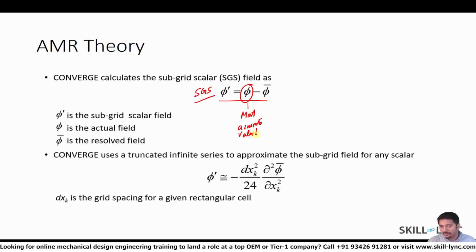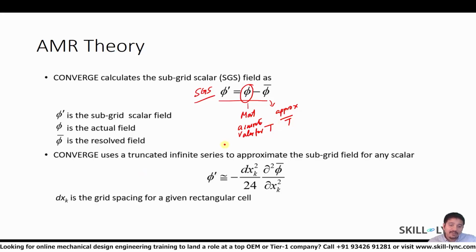value for phi. For example, if phi is temperature, then this is going to be the most accurate value for temperature that you get. And phi bar is the approximate value that you get with your computational mesh, and that is T bar. So when you subtract these two, there is a small difference, and that difference is called the subgrid scale value.